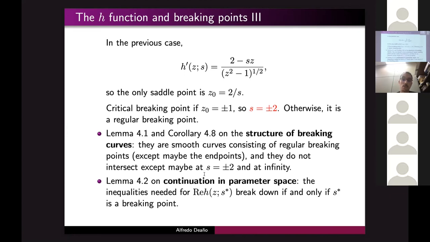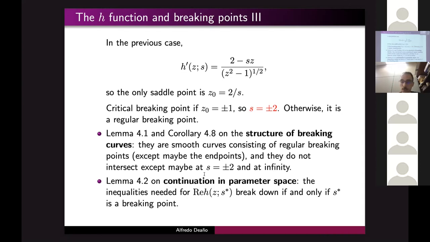And then once you have the structure of the breaking curves, you go to each of the regions, and then you use a principle that is typically called continuation in parameter space. So basically you show that if you're in one of these regions and you start moving the parameter S, then the topology is not going to change unless you hit a breaking point. And you know where the breaking points are because you know where the breaking curves are. So that's how you complete the proof that each of these regions, inside and outside, corresponds to one cut or two cut.